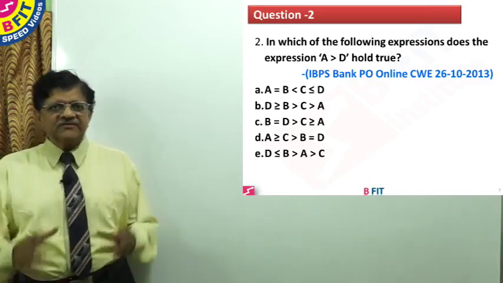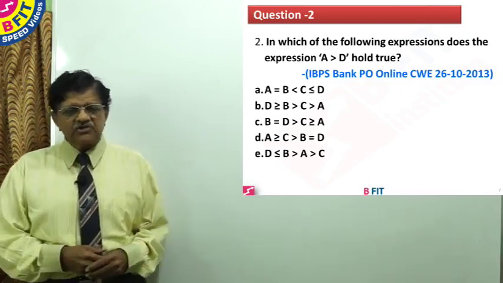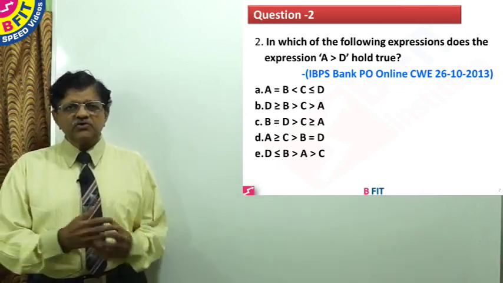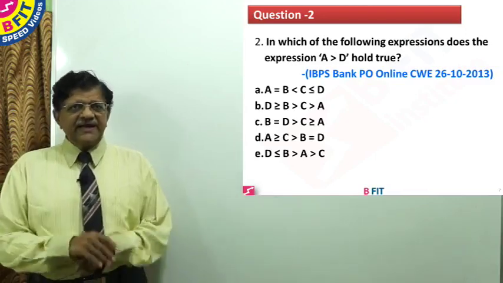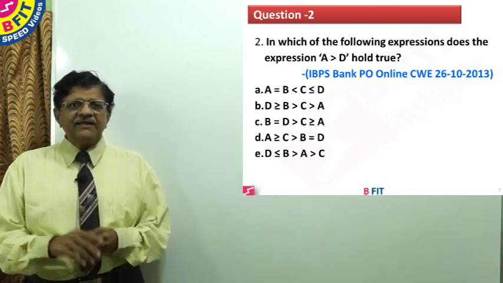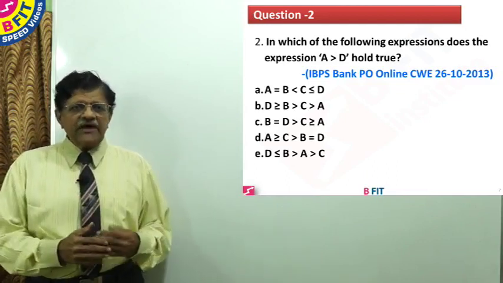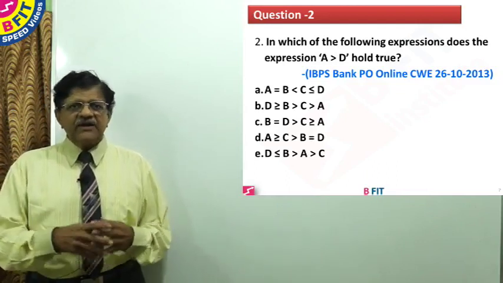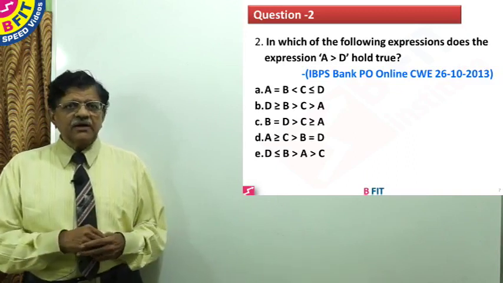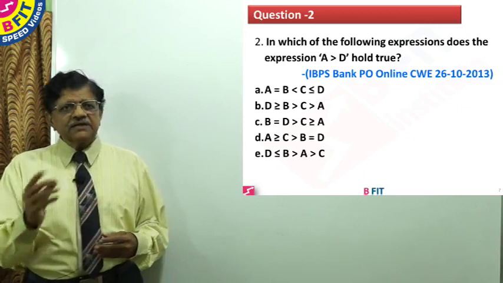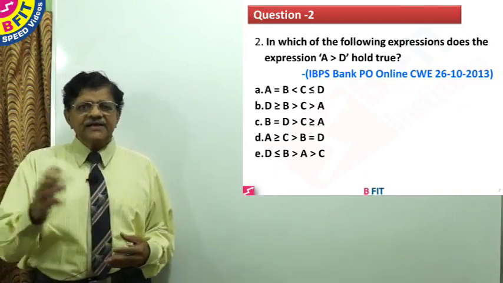Normally we get an expression followed by conclusions, and we have to verify whether the conclusions follow or not. But in this question they have given the conclusion first, A is greater than D, and below it they have given 5 expressions, and we have to verify for which of the following expressions the conclusion A is greater than D is true.